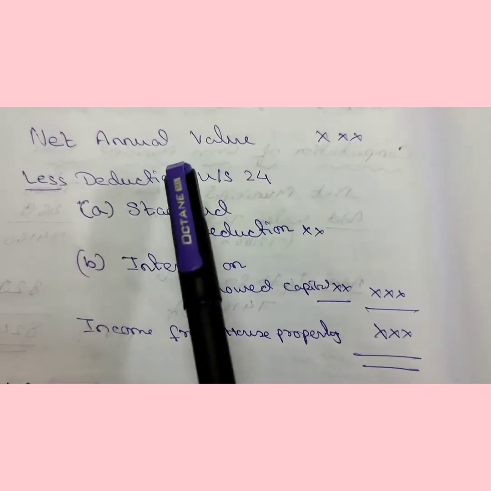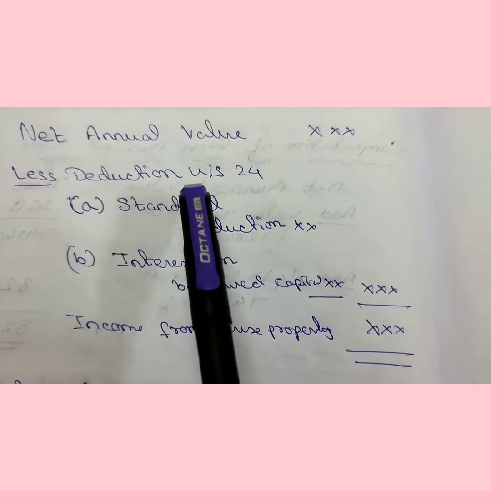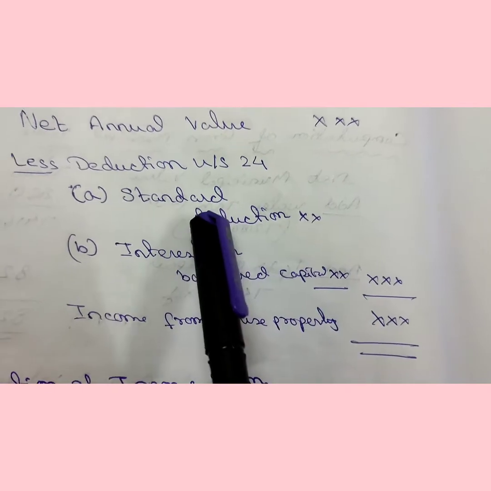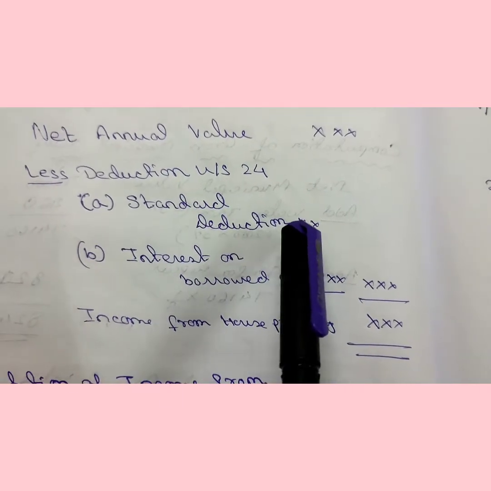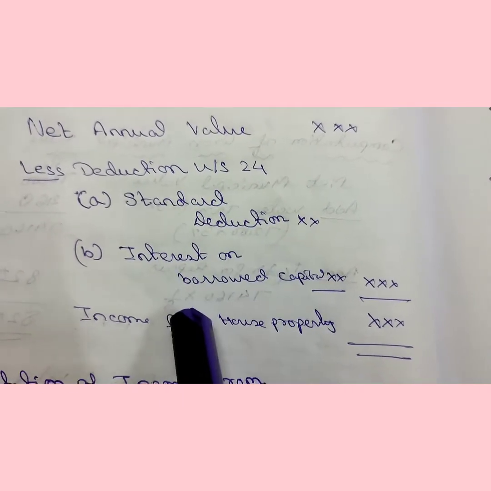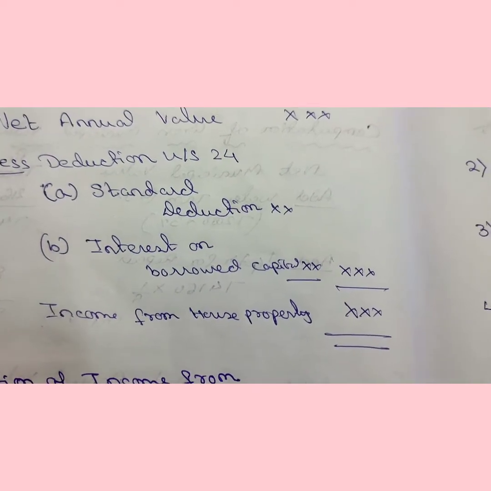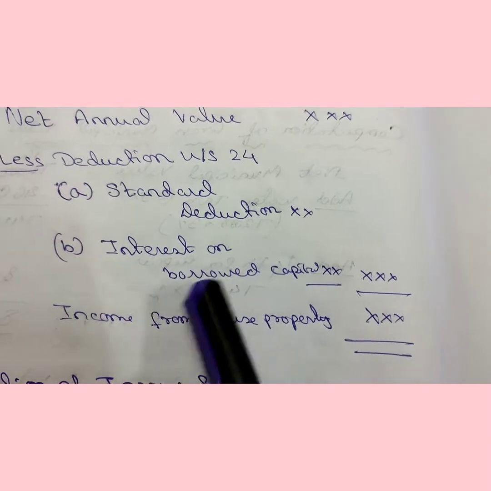নেট অ্যানুয়াল ভ্যালু থেকে আমরা 24 ধারায় 2টি ছাড় পাই। প্রথম ছাড়টা হচ্ছে standard deduction. What is the amount of standard deduction? I am coming to that later. And the second deduction is interest on borrowed capital, or we can say interest on loan.